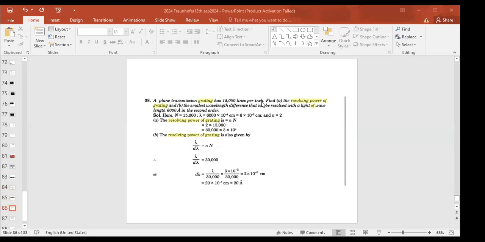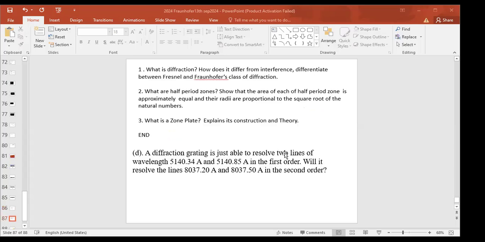Lines per inch. You have to convert inch to centimeters, because 2.5 centimeters is equal to 1 inch, right? So this is the old way of asking questions, right? Still in the new books, they use this inch business, though we have centimeters, right? But very simply, 2.5 centimeters is equal to 1 inch. Then you can calculate the d, and then use the d sin theta is equal to m lambda equation. Otherwise, use this equation, resolving power, or like that.